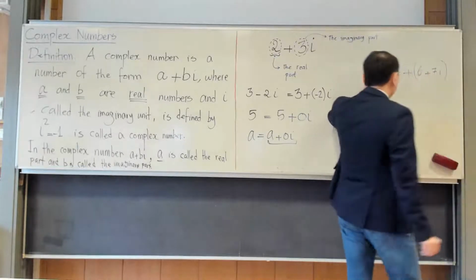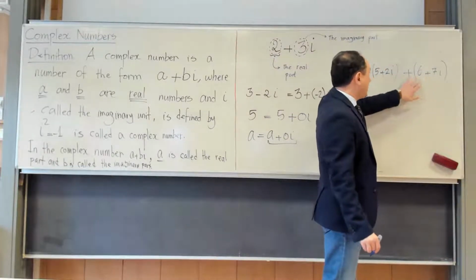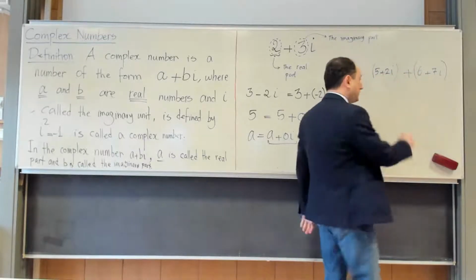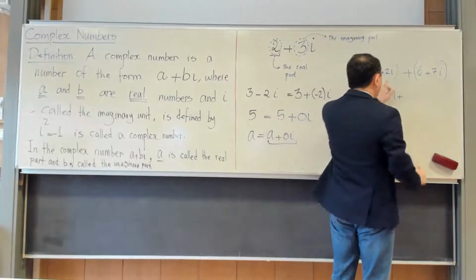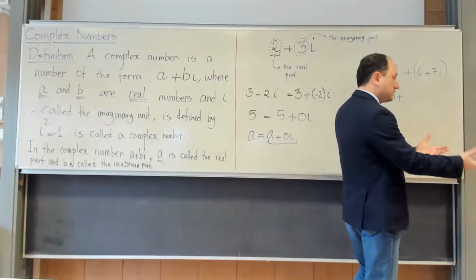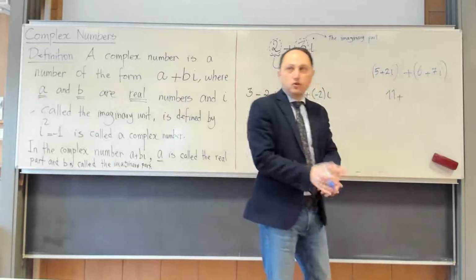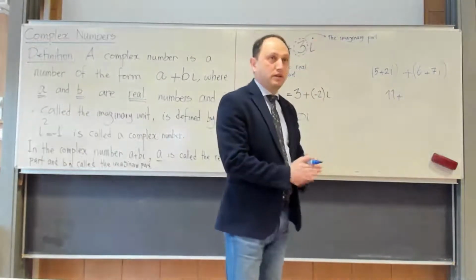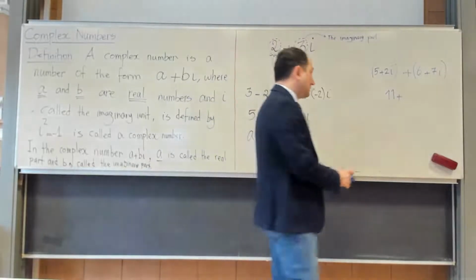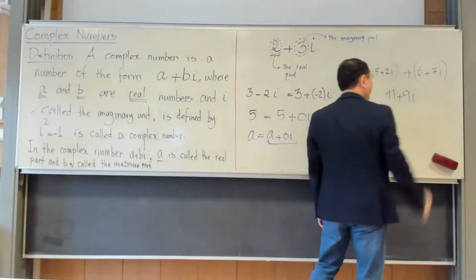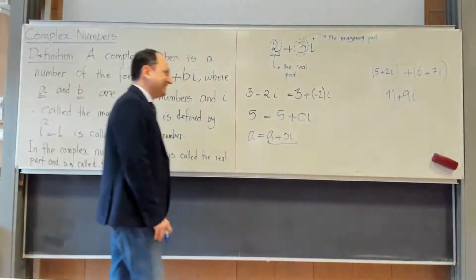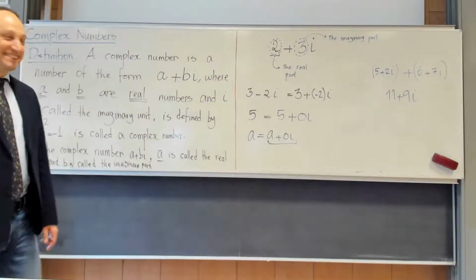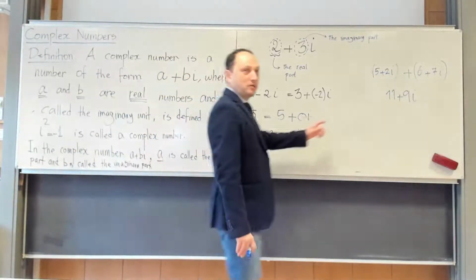Because I want to keep the rules of the game as before. I'm not going to change anything. 5 plus 6 is just 11, as we learned before. And 2i plus 7i. I have 2 i's, and 7 i's are added to it. Who cares what I is? Whatever I is, I have 2 of them, and I have 7 of them. It means that I have 9 of them. So this is the sum.